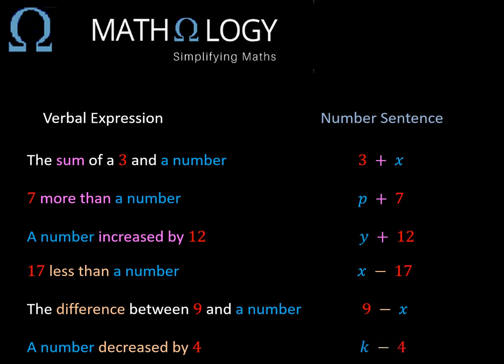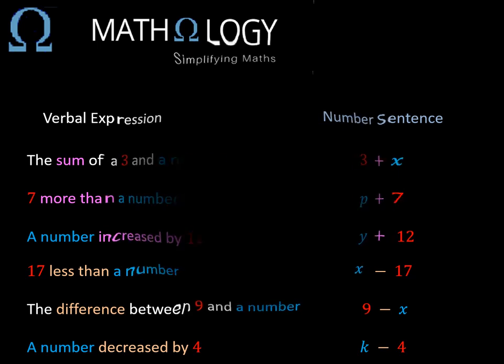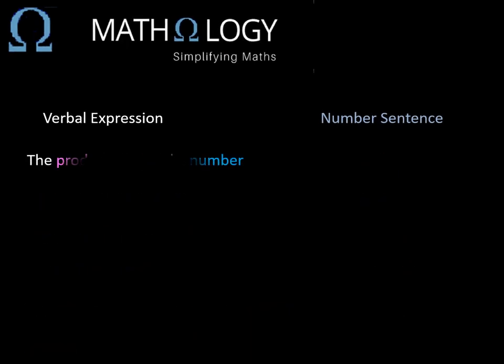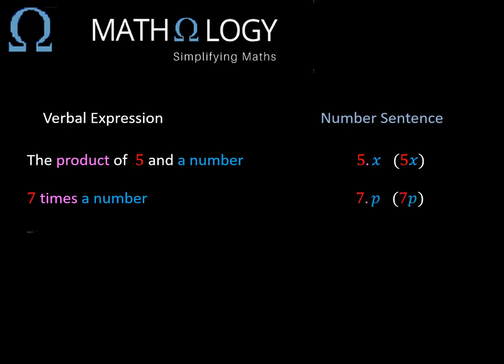Note that it doesn't matter which letter you choose to represent the certain number. What is important though, is how the number sentence is constructed from the verbal expression. The product of 5 and a number is given by 5x. 7 times a number is given by 7p. The quotient when 21 is divided by a number is given by 21 over x.